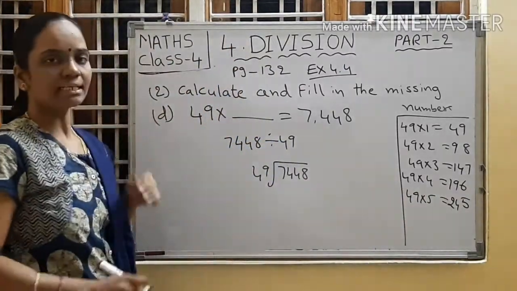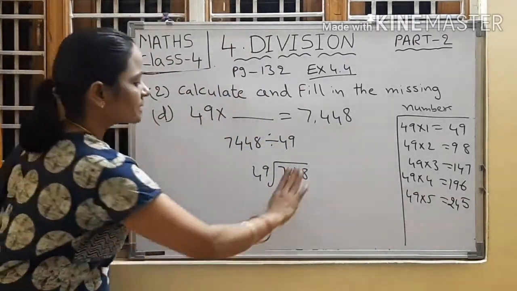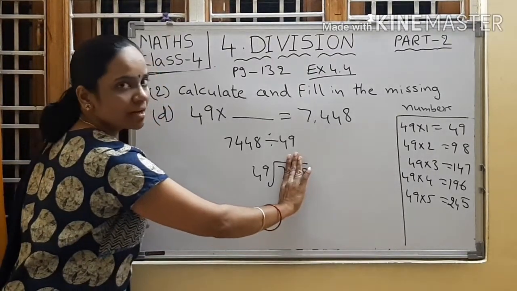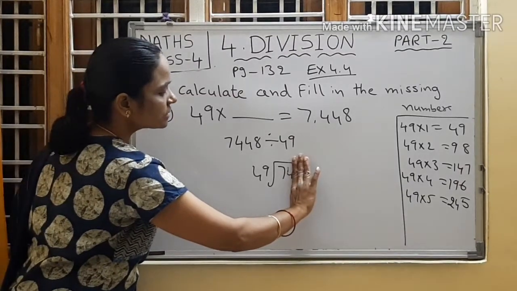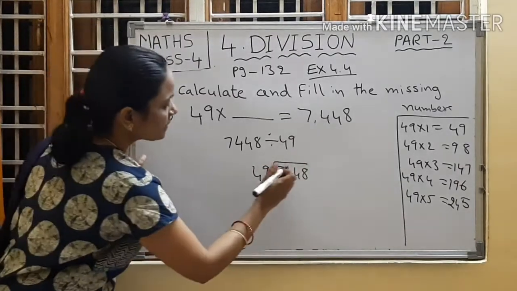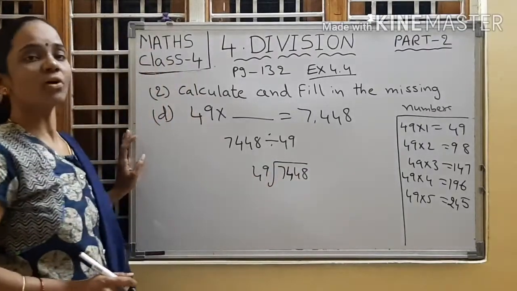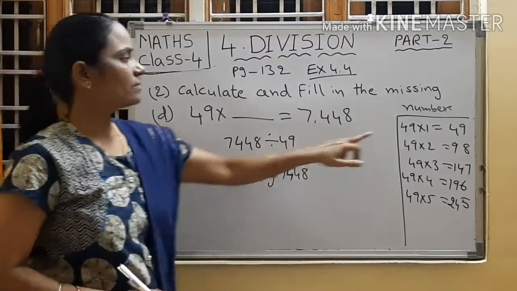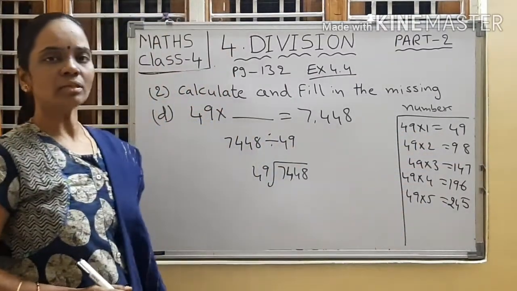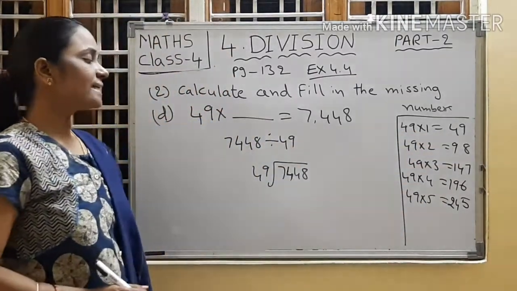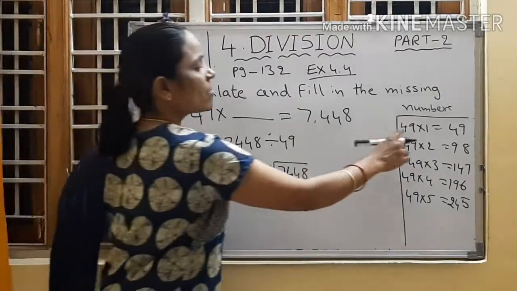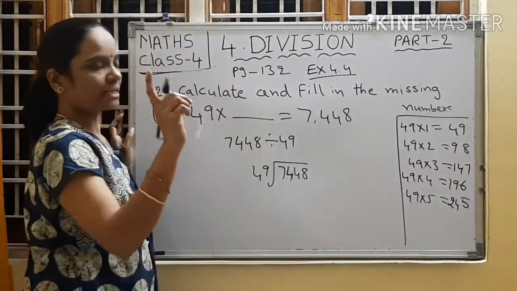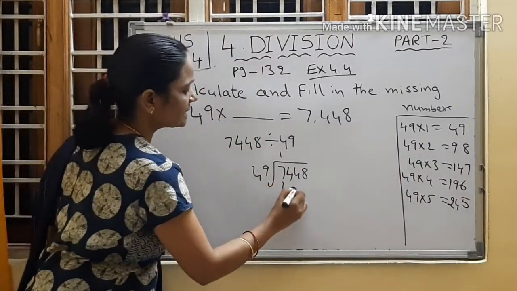And now, children, tell me how many digits I have to take into consideration. Can I take 1? No. 7 is smaller than 49. So 49 will not divide 7. Take the next number also into consideration, that is 74. Now 74 is bigger than 49. So 49 divides 74. But how many times? Will you get exactly 74 in the 49 table? No. Then write its nearest and smallest number, that is 49 ones are 49. 49 twos are 98, I cannot write here. One time. 49 ones are 49.